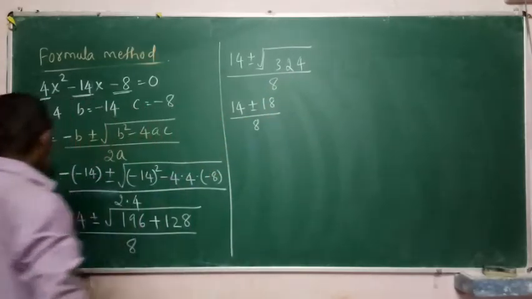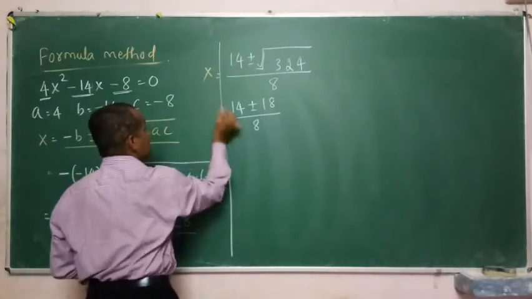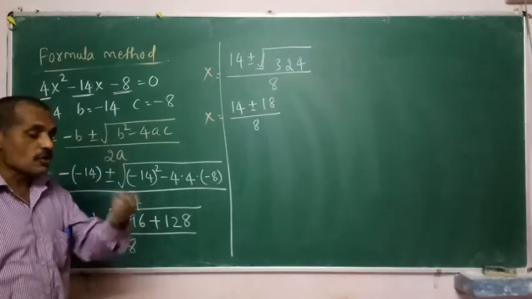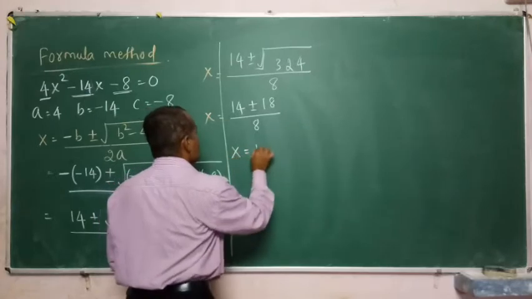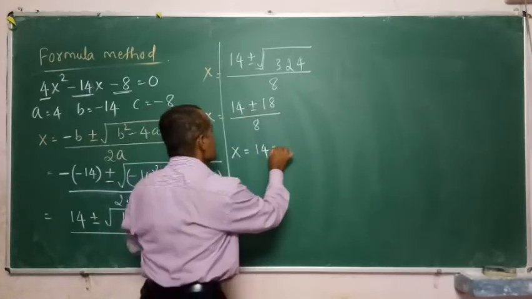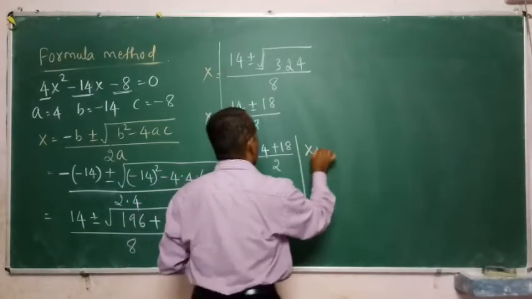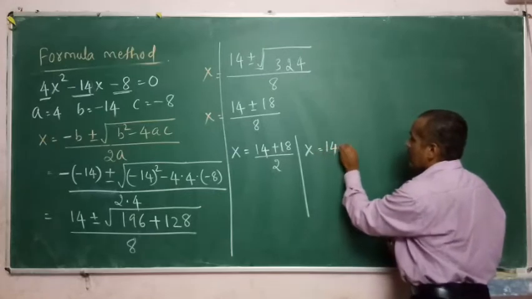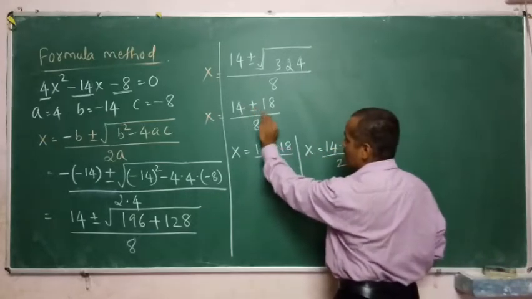My children, x is on the LHS. We are going to find the value of x. They are the roots of the equation. From there I can separate. x is equal to 14 plus 18 divided by 2, and x is equal to 14 minus 18 divided by 2. Once plus, once minus.